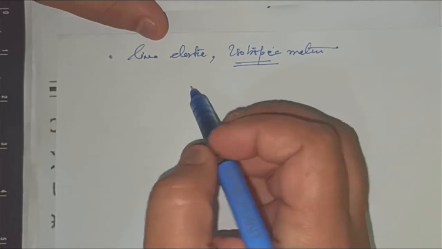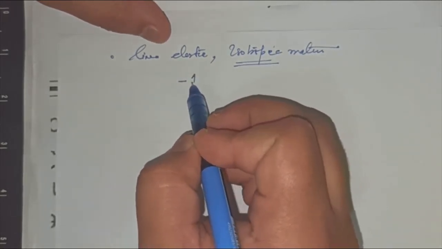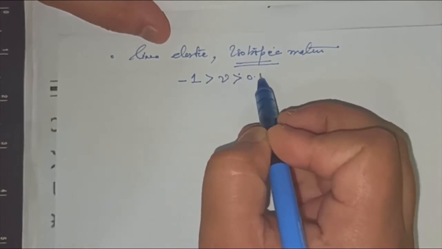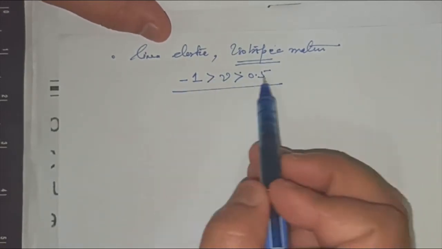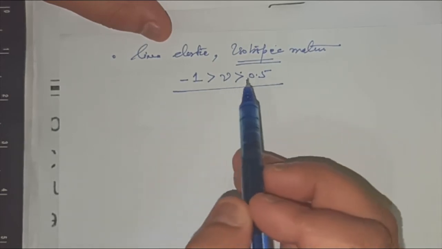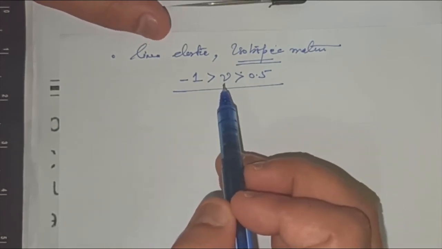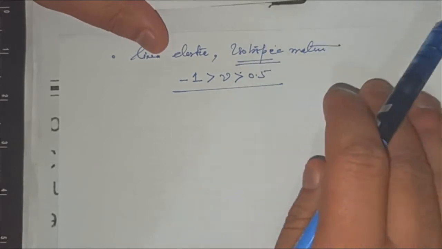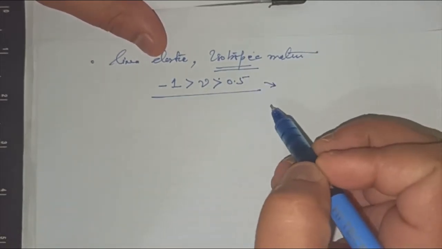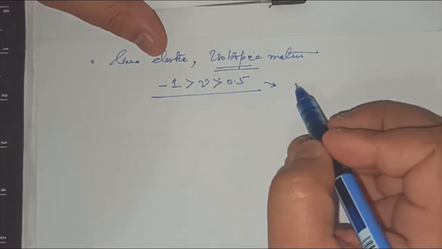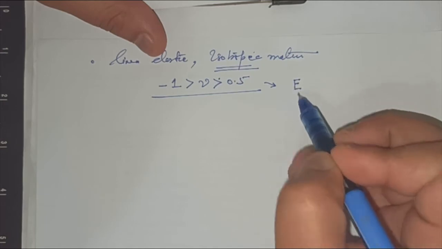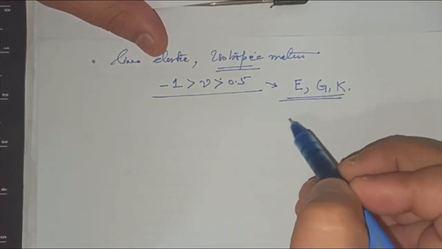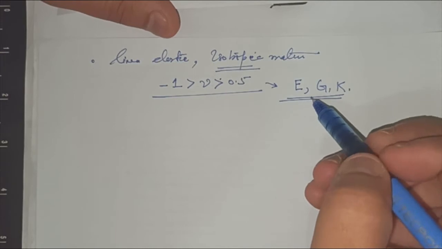In that case, the Poisson's ratio remains between -1 and 0.5, that is, nu is greater than -1 and smaller than 0.5. That means Poisson's ratio remains within this range only. Why is this condition there? This condition is basically restricted because there are some elastic proportionality constants E, G, and K, and we will discuss E, G, and K in the later part of this video.